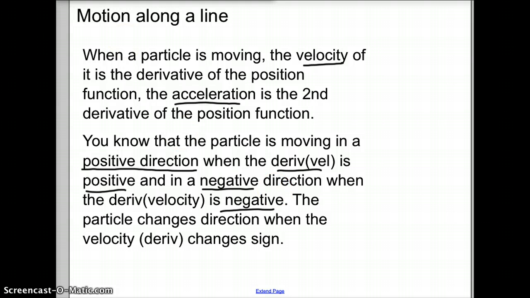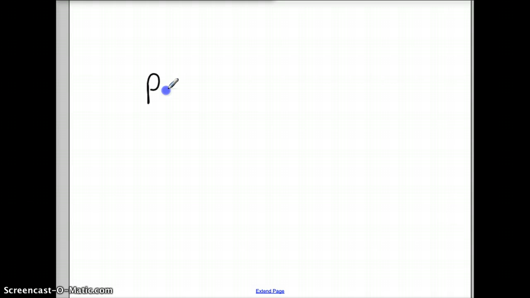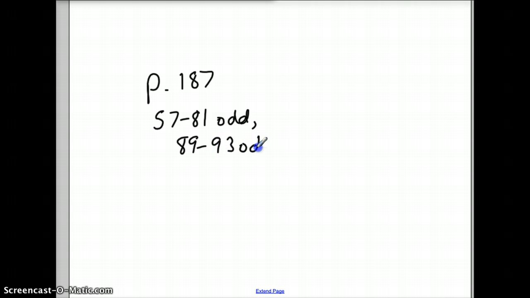All right. And your homework, page 187, 57 to 81 odd, 89 to 93 odd, and 99 to 101 odd. I guess I could have just said 99 and 100.